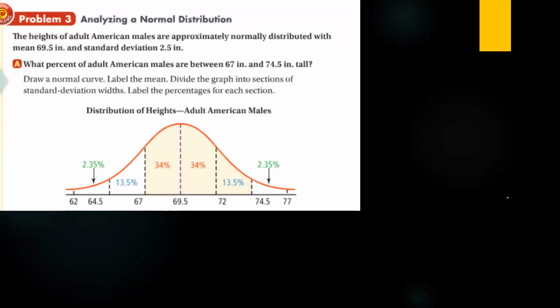Let's now learn how to analyze a normal distribution. Here, as you see, they collect the heights of adult American males that are approximately normally distributed with a mean of 69.5 inches. So the mean here is 69.5 and the standard deviation is 2.5. So you have to add 2.5: 72, plus 2.5 is 74.5, plus 2.5 is 77.